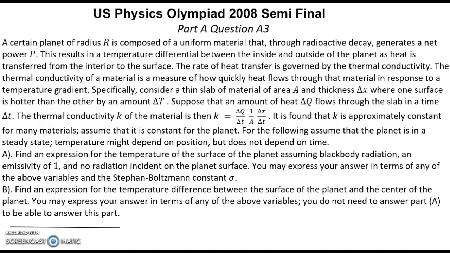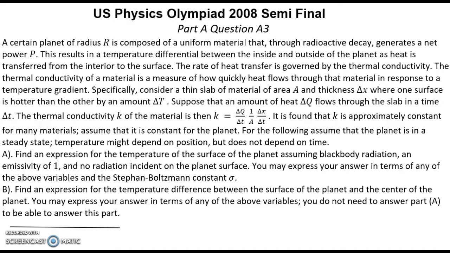It is found that K is approximately constant for many materials. Assume that it is a constant for the planet. For the following, assume that the planet is in a steady state. Temperature might depend on position, but does not depend on time. So, first question. Find an expression for the temperature of the surface of the planet assuming black body radiation and an emissivity of 1 and no radiation incident on the planet surface.